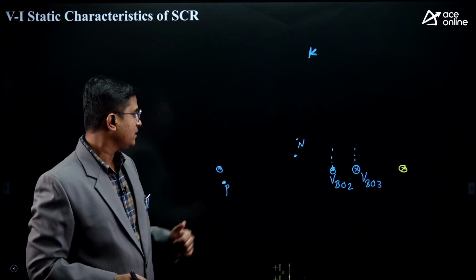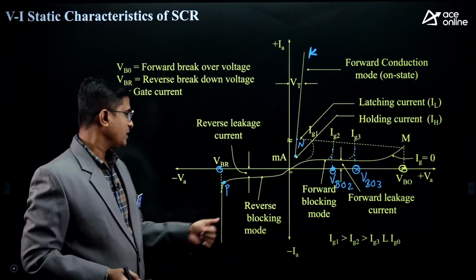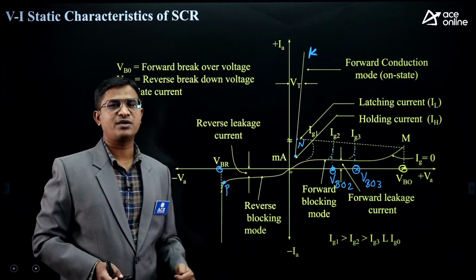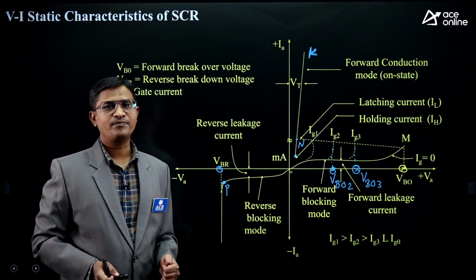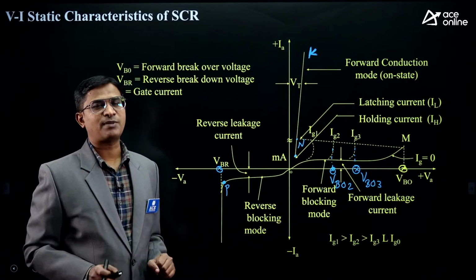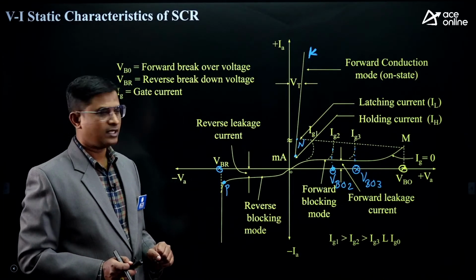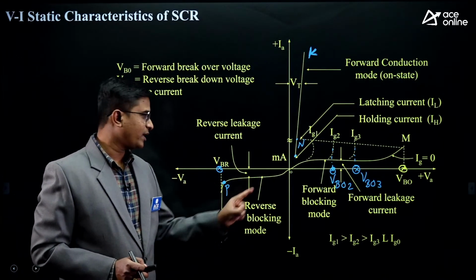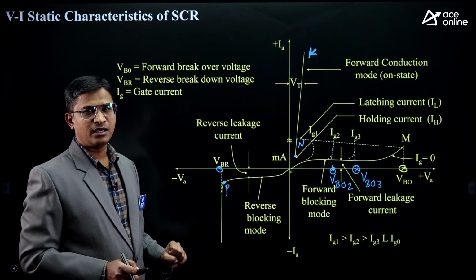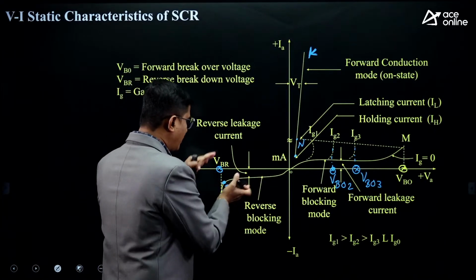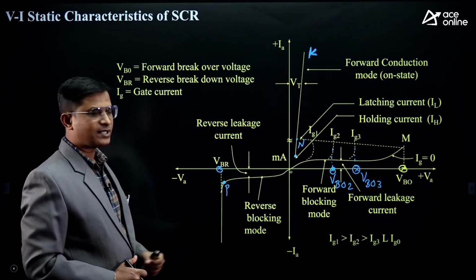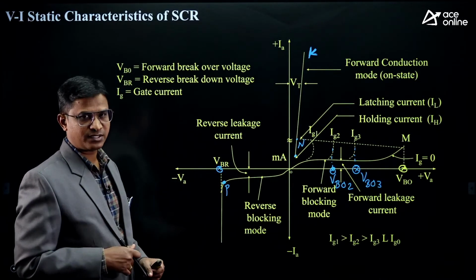Now suppose the SCR is in a reverse bias mode and we are increasing the reverse voltage across the device. What will happen? My device blocks that reverse voltage. And this current is a reverse leakage current. So during reverse blocking mode, the device is characterized with a high voltage and very little current, that is a leakage current. So the impedance offered by the device is high.